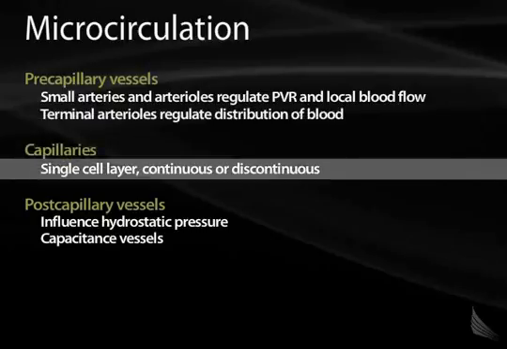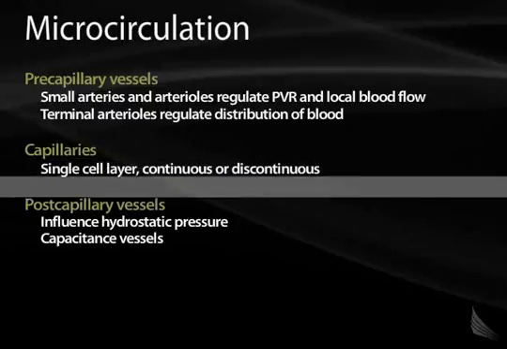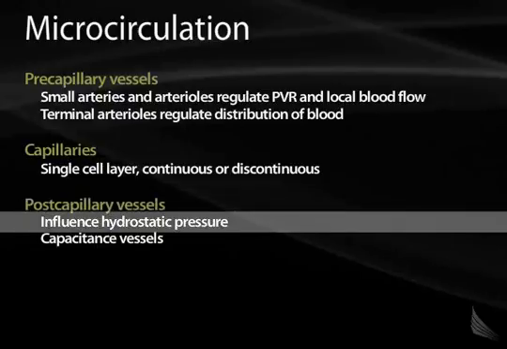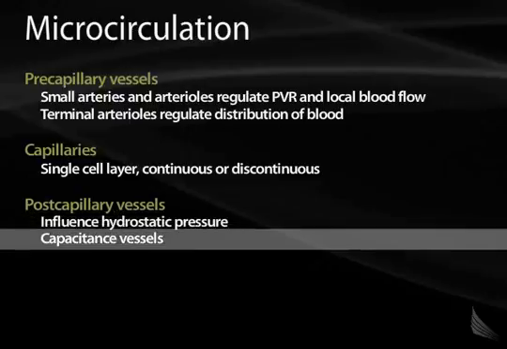Again, capillaries are a single cell layer thick, and capillaries can be continuous or discontinuous, meaning some capillary systems have large fenestrations or windows that allow red blood cells to exit the capillaries, such as in the spleen or the liver. Other capillaries are continuous, meaning they only allow nutrients to travel from the bloodstream into the organ. Postcapillary vessels, such as small venules, are responsible for influencing hydrostatic pressure. These vessels are also known as capacitance vessels because they are able to store large amounts of blood.